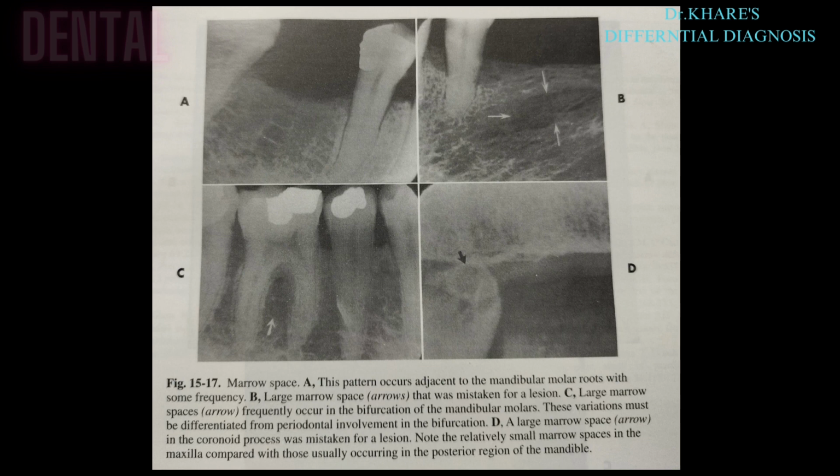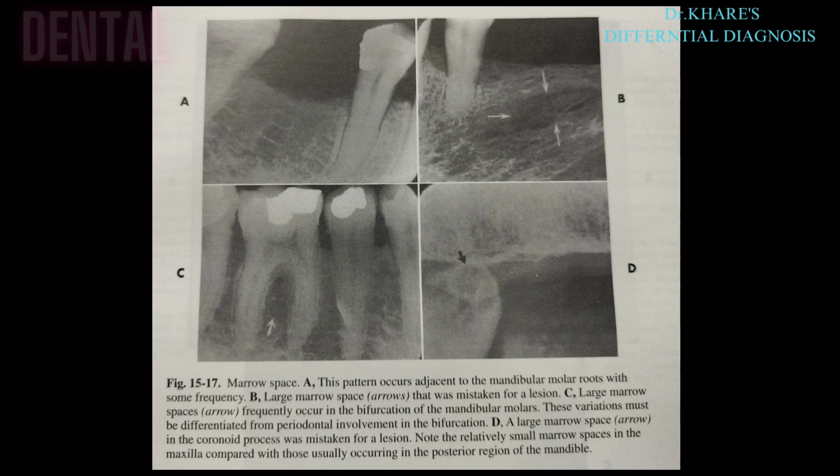These are the IOPAs showing marrow spaces. Look at the radiograph A. This pattern occurs adjacent to the mandibular molar roots with some frequency. Radiograph B: large marrow spaces shown by the arrow that was mistaken for a lesion. Radiograph C: large marrow spaces shown by the arrow frequently occur in the bifurcation of the mandibular molars.